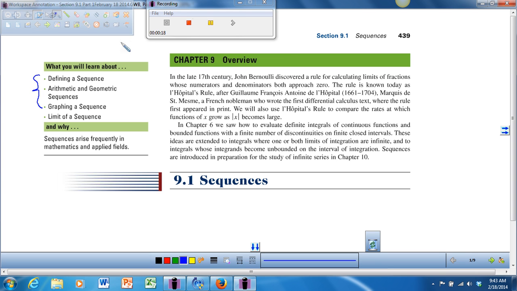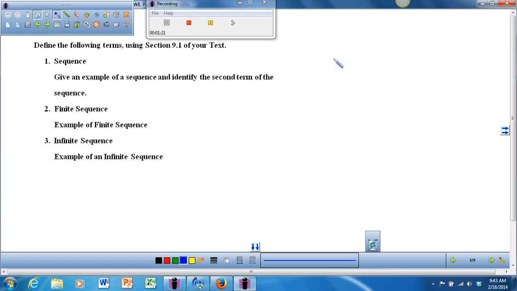So let's take a look at what I would like you to do. Get your text out instead of me reading to you and telling you these things. I want you to define the following terms using your text. The terms are sequence, finite sequence, and infinite sequence. Give an example of each and identify the second term of the sequence. We're somewhere around page 440, I think. So take a minute and then we'll go over these together.